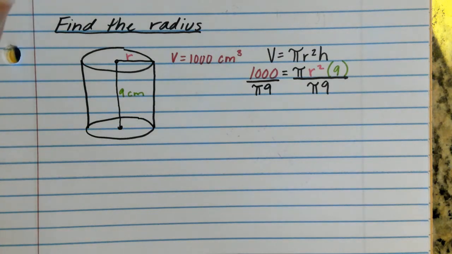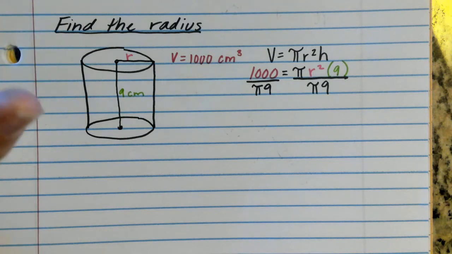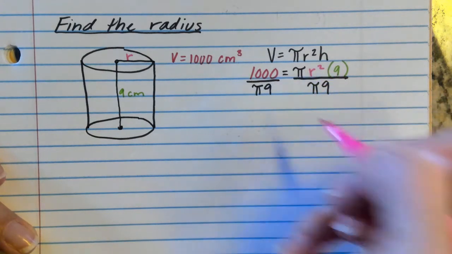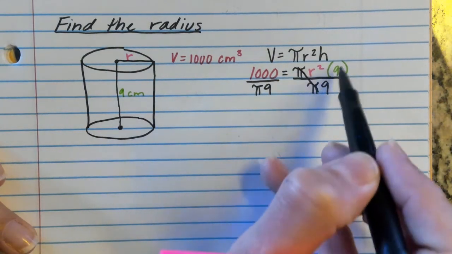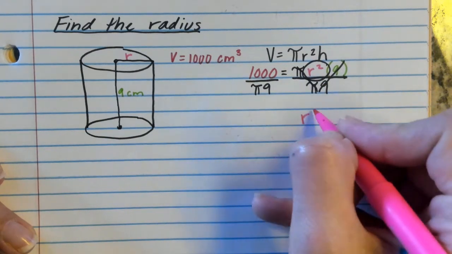But if we go ahead and use that pi button and we divide 1,000, sorry, I'm actually doing this while recording, we're going to find out that, remember, this is radius squared, okay? So this cancels and this cancels. We're left with radius squared. We do not have our radius yet.